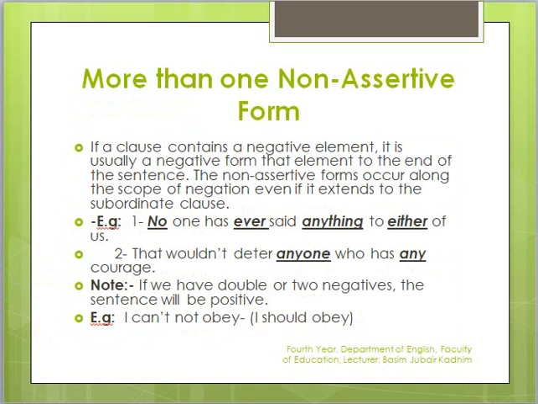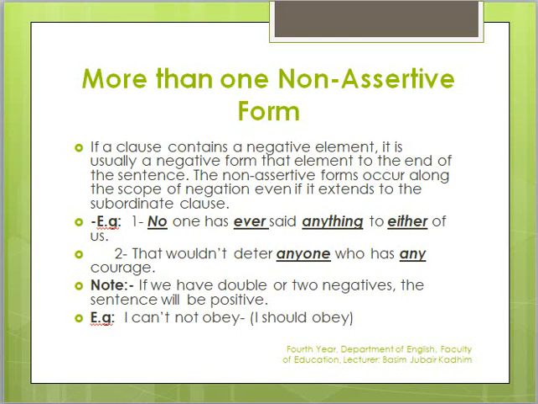Now, more than one non-assertive form. We said there are certain non-assertive forms. Sometimes they come combined, or they come in a cluster in one sentence. So if a clause contains a negative element, it is usually followed by non-assertive forms to the end of the sentence. The non-assertive forms occur along the scope of negation, even if it extends to the subordinate clause.